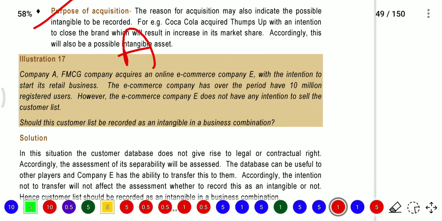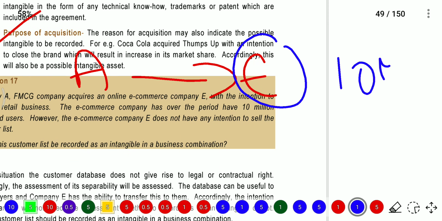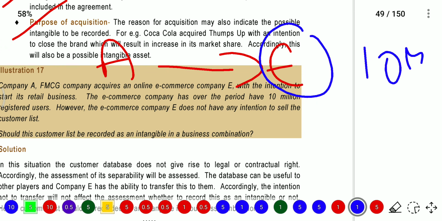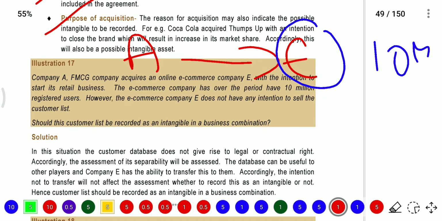Company A, which is an FMCG company, acquires an online e-commerce company E with the intention to start a retail business. Now the e-commerce company has, over the period, 10 million registered users. However, E does not have any intention to sell this customer list, this 10 million persons list, to company A. Should this customer list be recorded as an intangible asset in the business combination or not is the question.